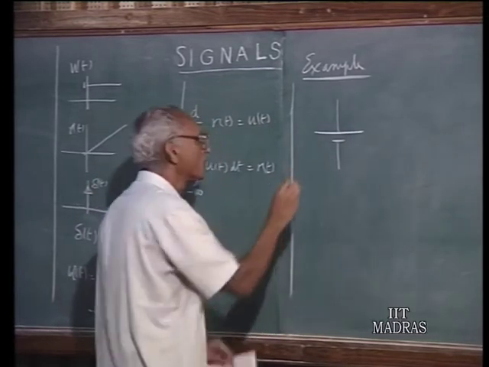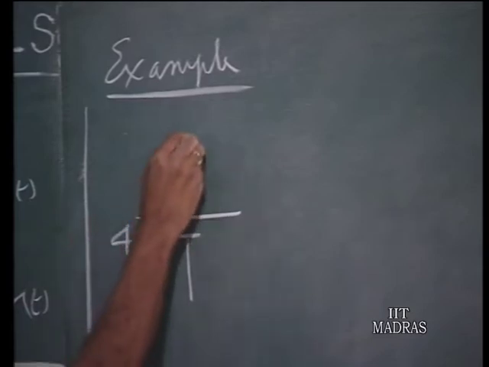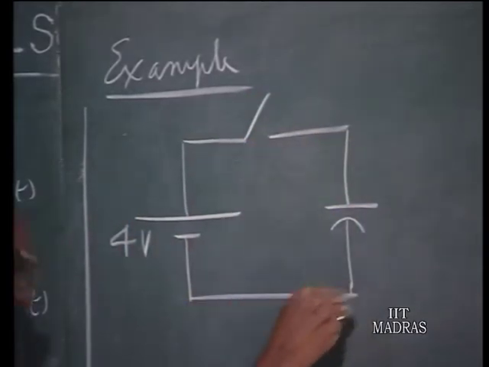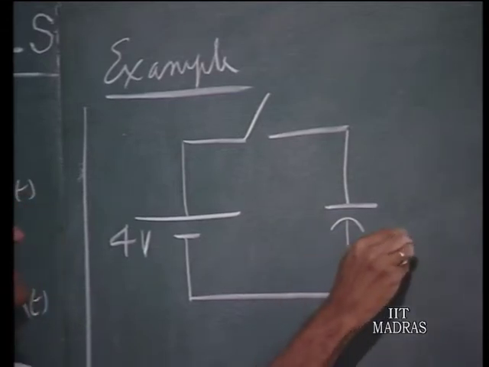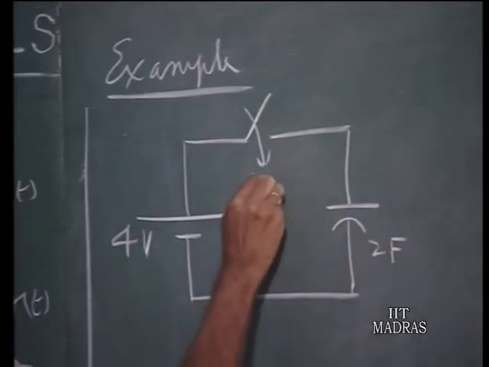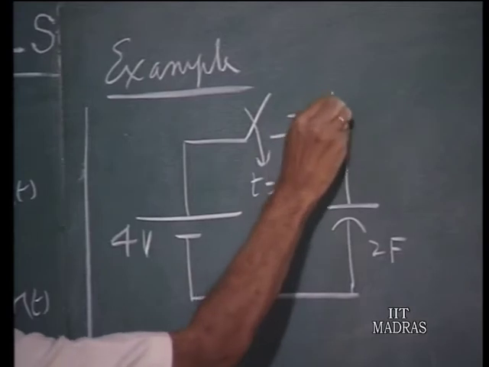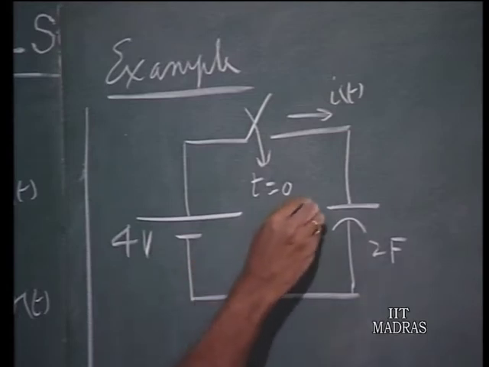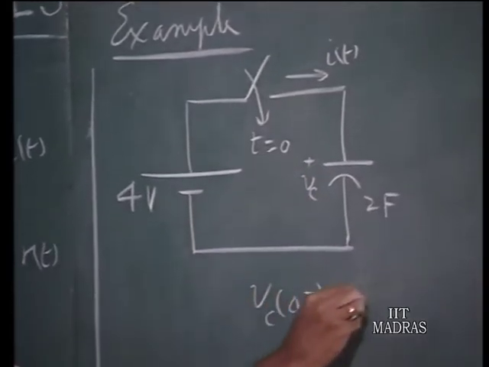Suppose I have a 4 volts DC source and connect this to a 2 farad capacitor at t equals 0. I would like to find an expression for the current in the circuit. You can see that initially the capacitor voltage is 0. Let us say Vc(0−), before the switch is closed, is equal to 0.